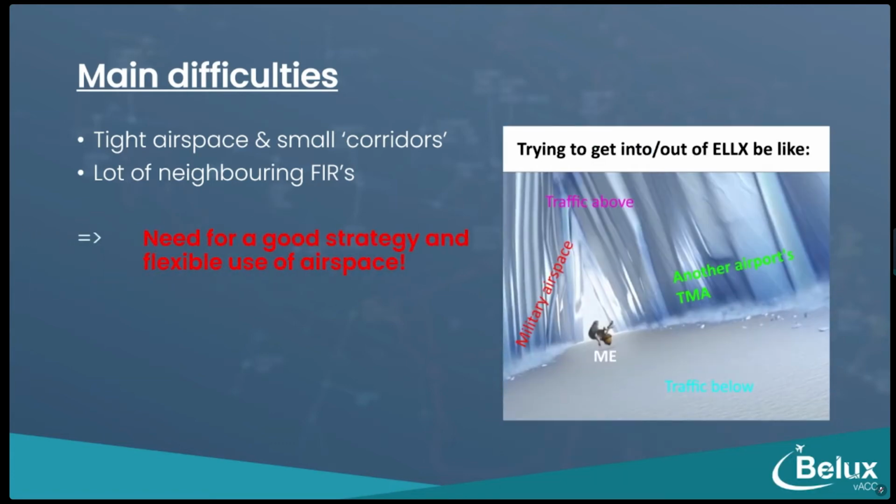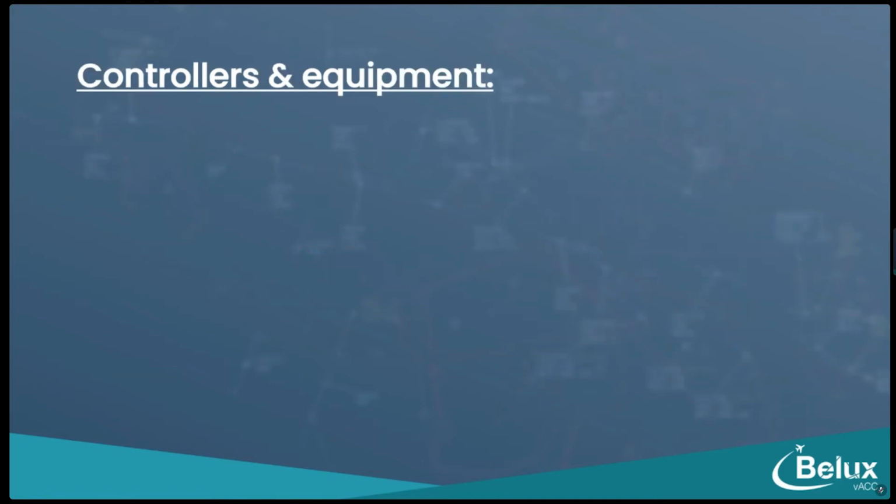Need for a good strategy and flexible use of airspace. So basically what I made is this, and it basically sums up the situation. Flying into or out of Luxembourg, you always have traffic below, traffic above, multi-airspace to one side, another airport's TMA on the other side. So that's basically the situation of flying in or out of Luxembourg.